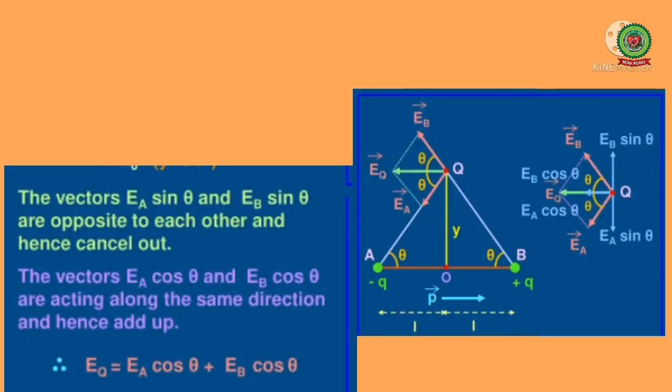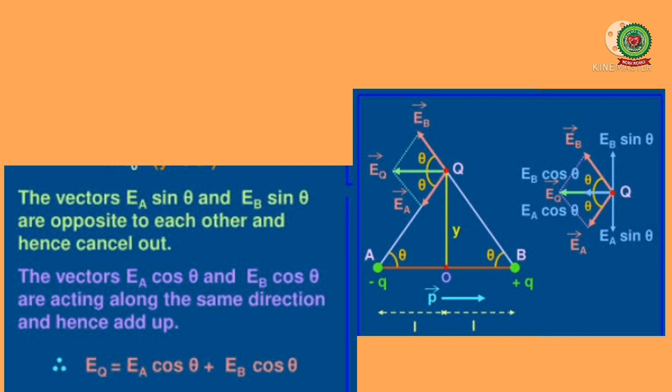So children, the net electric field can be given by the sum of the electric field at point A and point B. Students, now let's resolve EA and EB into components. Children, you have done in your plus 1 class, the rectangular components of a vector are given in the form of cos theta and sin theta. Here, as we have EA and EB, the rectangular components will be EA cos theta and EA sin theta. Similarly, EB will have the components EB cos theta and EB sin theta.